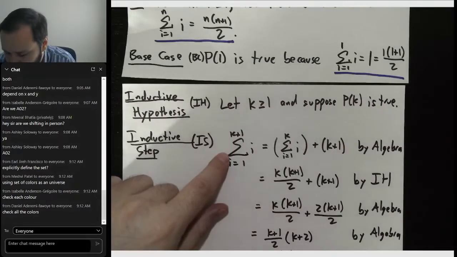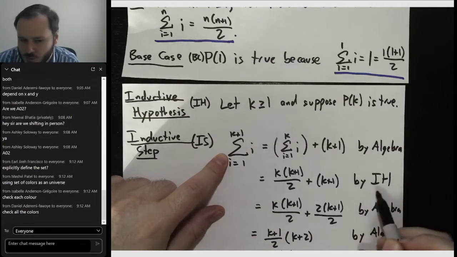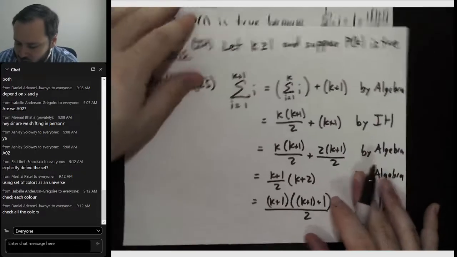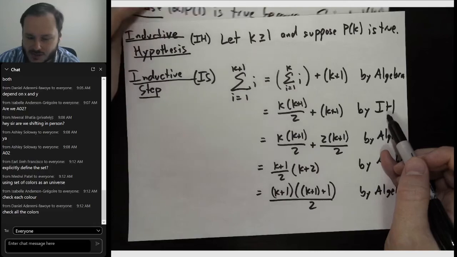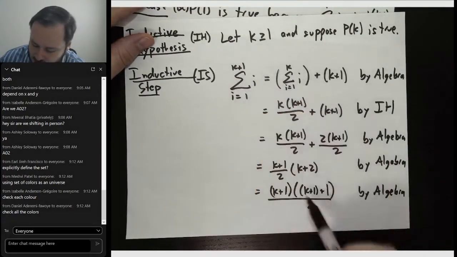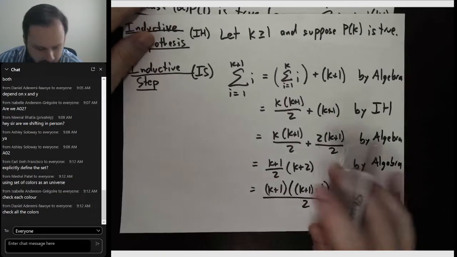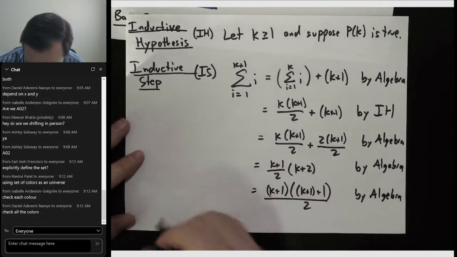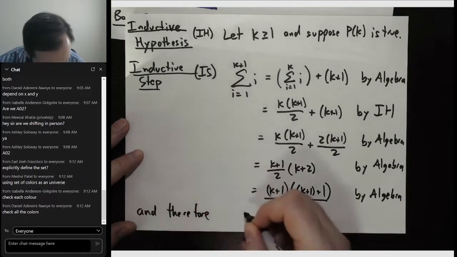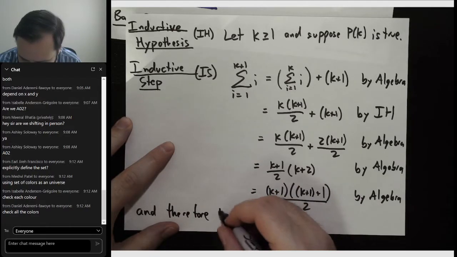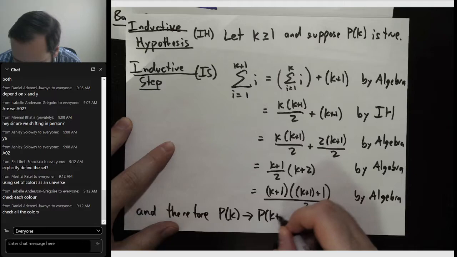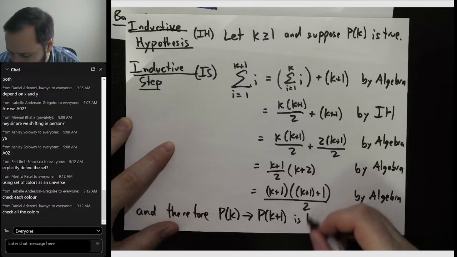And I have shown that if I assume my induction hypothesis, and I needed to use this induction hypothesis, it was a crucial step, then this sum was equal to this side. So, and therefore, P of k implies P of k plus 1 is true.